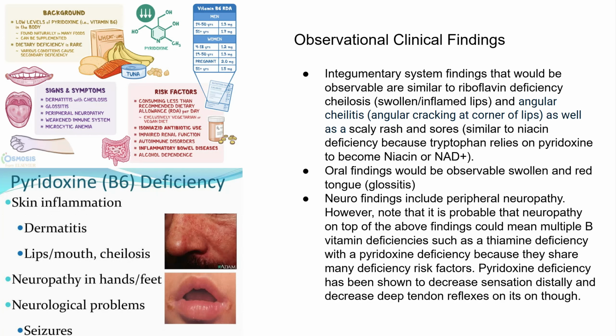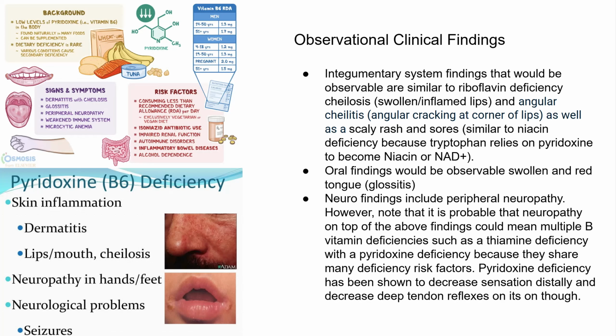For clinical exam in the integumentary system, findings that would be observable include cheilosis, which is swollen/inflamed lips, angular cheilitis, which is angular cracking at the corner of the lips, a scaly rash and sores similar to what you might see in niacin deficiency could also be visible. Oral findings would be observable, such as a swollen and red tongue that's called glossitis, just like I have told you with niacin deficiency and probably a few others.